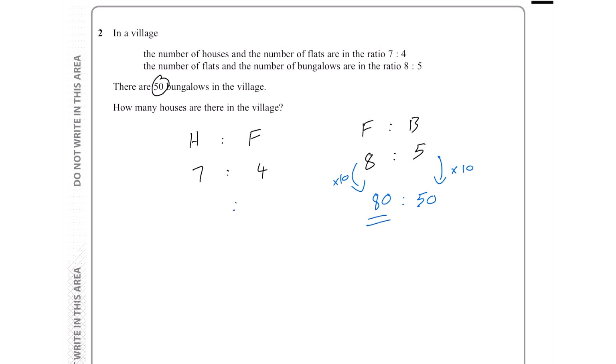So we come over here. We know there's 80 flats. Well, how did I go from 4 to 80? Well, I must have times it by 2 because 4 times 2 is 8. We add a 0 on. That gives us the 80. Do the same on this side. So that means there are 140 houses.